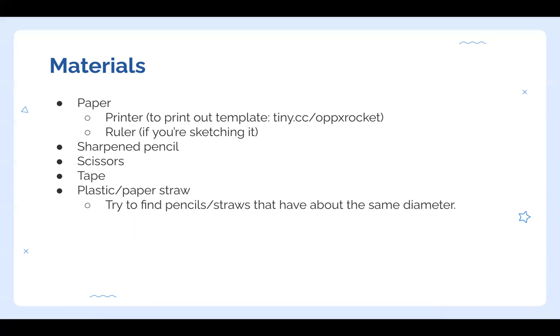The next materials that you're going to need are a sharpened pencil. So find a wooden pencil that is sharpened. You're going to need a pair of scissors, a little bit of tape, any type of clear tape or masking tape would work, and then a straw. So any plastic or paper straw. And if possible, it would be great if you can find pencils and straws that are kind of the same diameter.